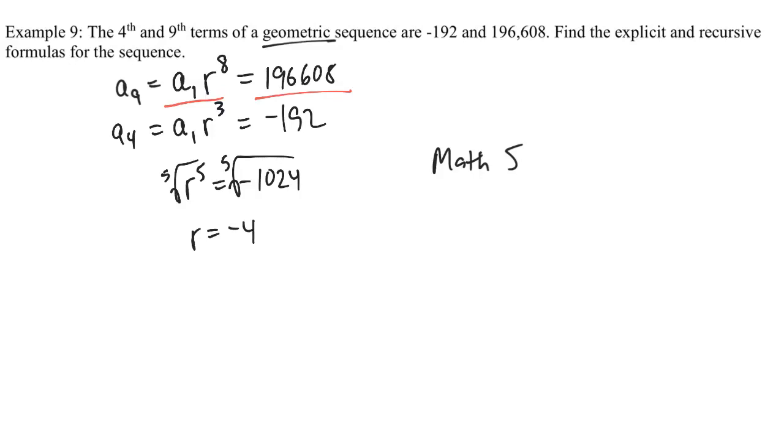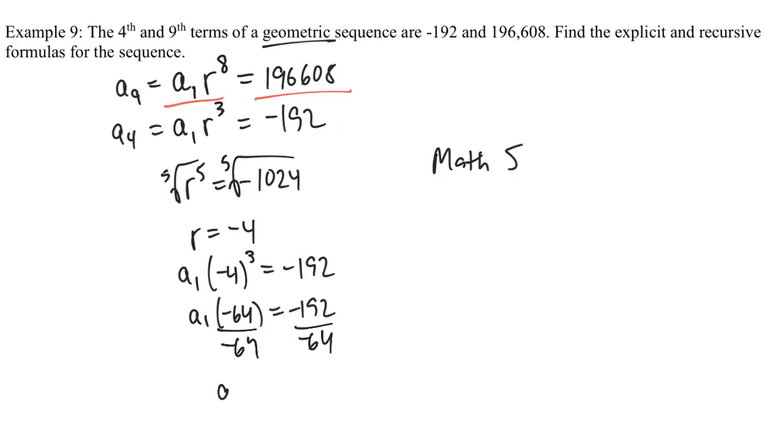And so now that I have a ratio of negative 4, I'm able to plug back into one of the original equations and solve for a1. So if I go back into the second equation, and there's not a reason that I'm doing the second equation every time, it's just that usually those numbers are a little smaller, and so that makes things sometimes a little easier. This is going to give me a1 times negative 64 is equal to negative 192, and so divide both sides by negative 64, and you're going to get a sub 1 is equal to positive 3.